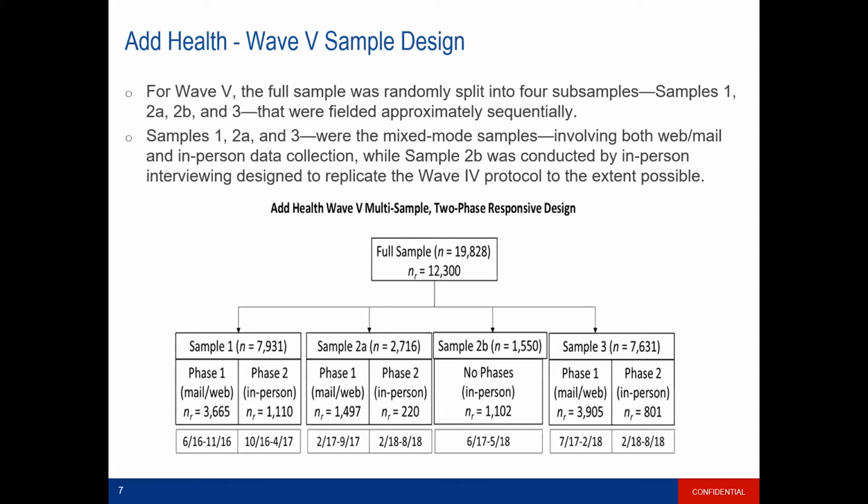And then sample 2B, which is this area here, if you can see my cursor, was conducted in person, and it was designed to replicate the wave 4 protocol to the extent possible. We had 1,102 completes for sample 2B, and for the web and mail, we had 9,067 completes. So what we were using for sample 2B in comparison to the web and mail was about 12%. We had overall about 26% completed in person, but the sample 2B portion is what we're using to look at what happened.